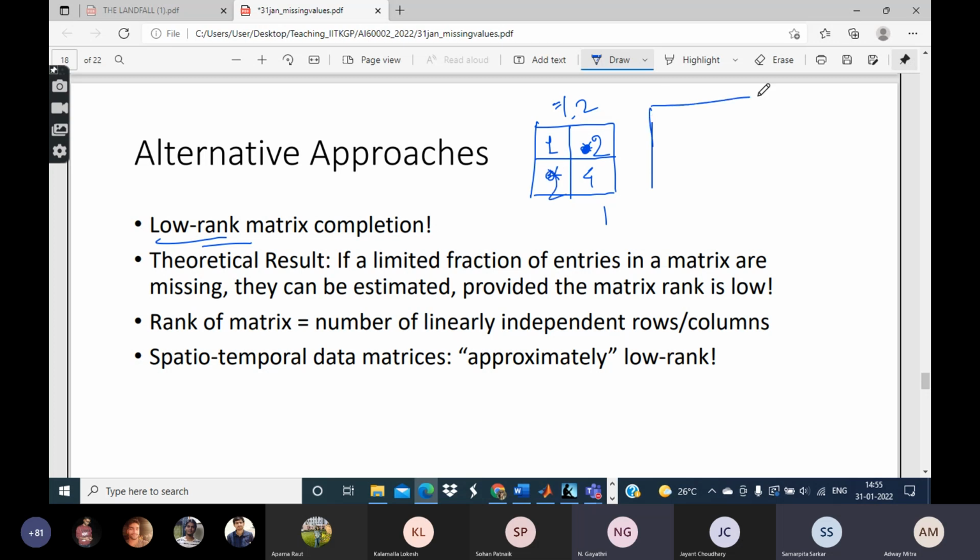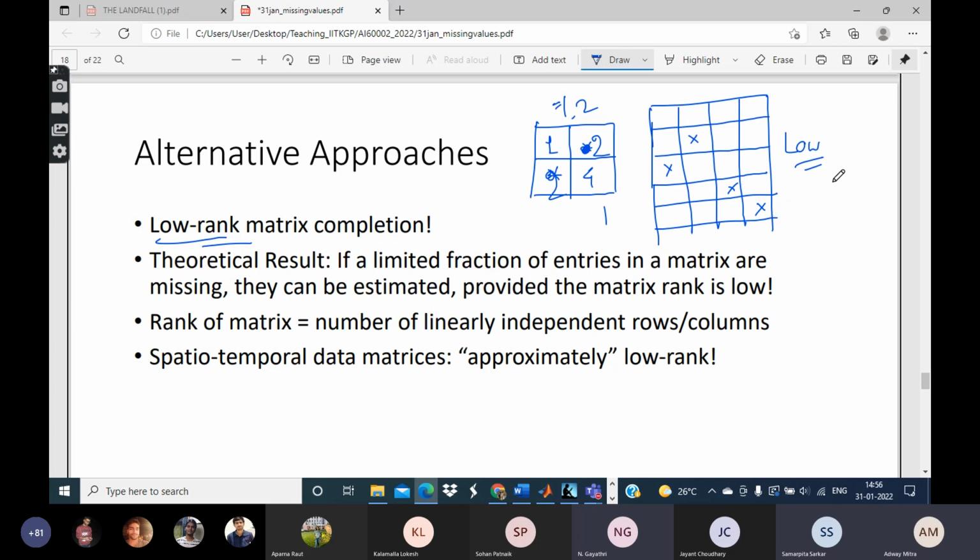Correct. Now, instead of a 2 cross 2 matrix, if I take, let's say, a 4 cross 4 matrix, or a 5 cross 5 matrix, and then some values are missing at random. It does not even have to be a square matrix. Let us say that this value, this value, this value, and this value are missing. Can you fill them up? In general, no. But if I tell you that its rank is low, then there is a chance that you may actually be able to guess it.